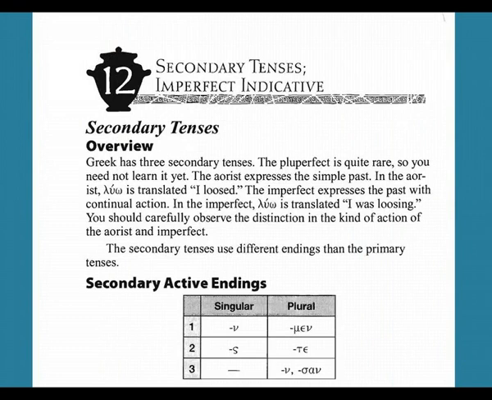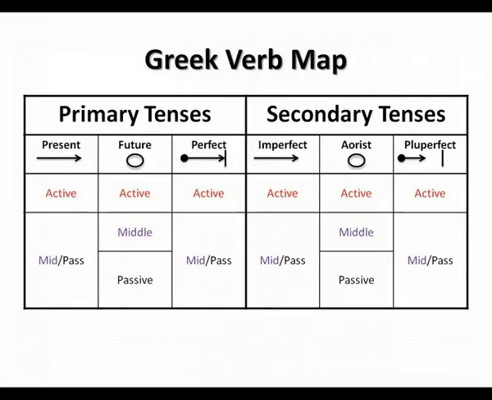First of all, we have an overview of the secondary tenses. Greek has three secondary tenses: the imperfect, the aorist, and the pluperfect. Here's our Greek verb map that we've been looking at. Notice that the imperfect is a line indicating ongoing action. The aorist views the action as a whole, simple or undefined action, and the pluperfect is completed action with results that continued for a time in the past but do not apparently continue up to the present time.